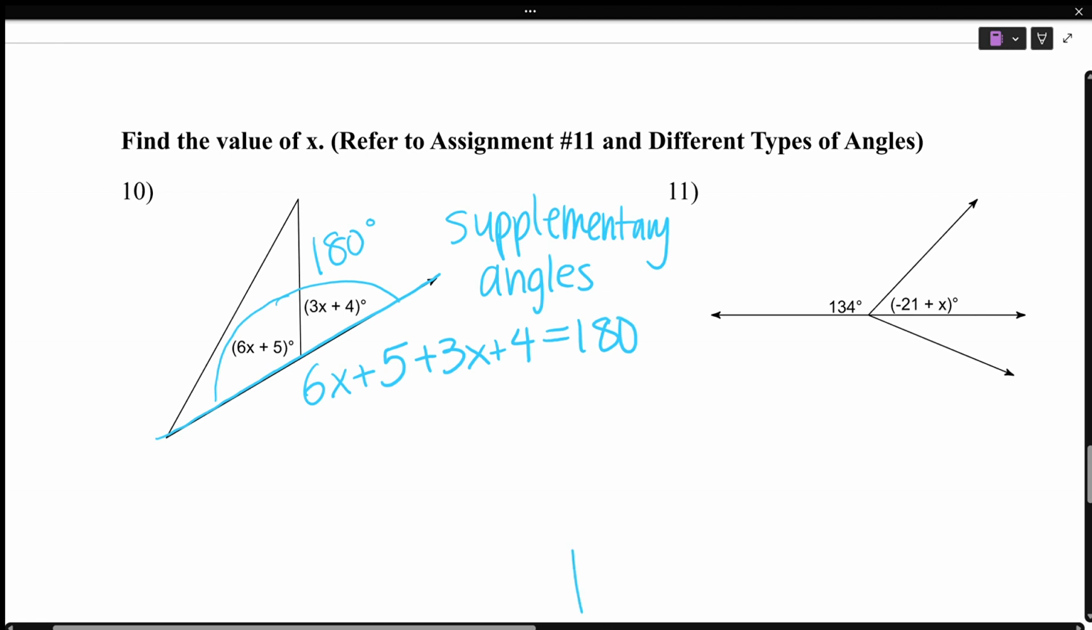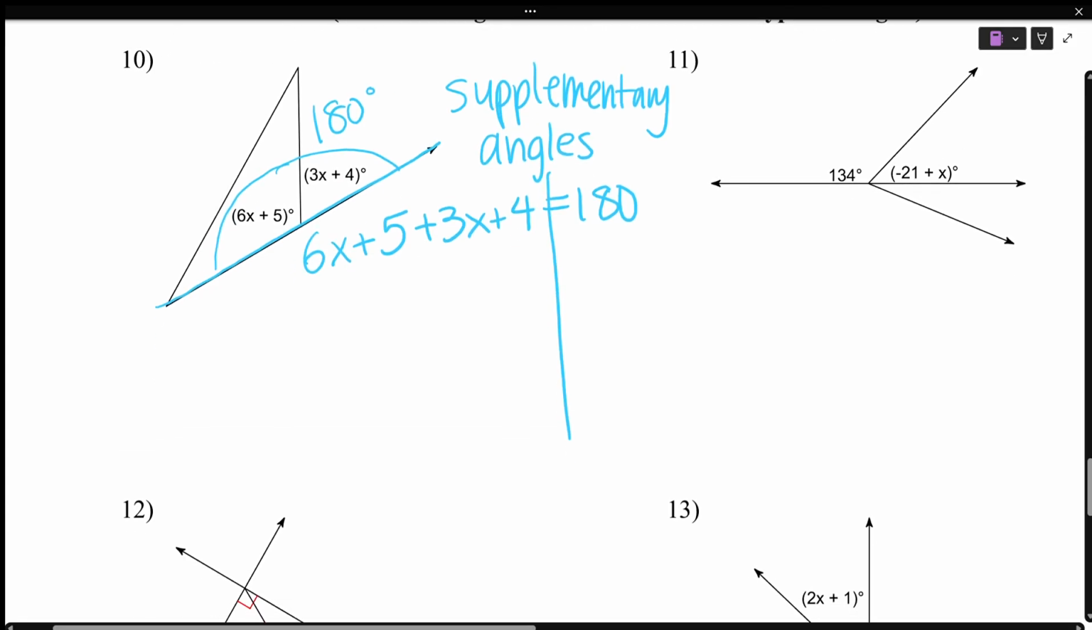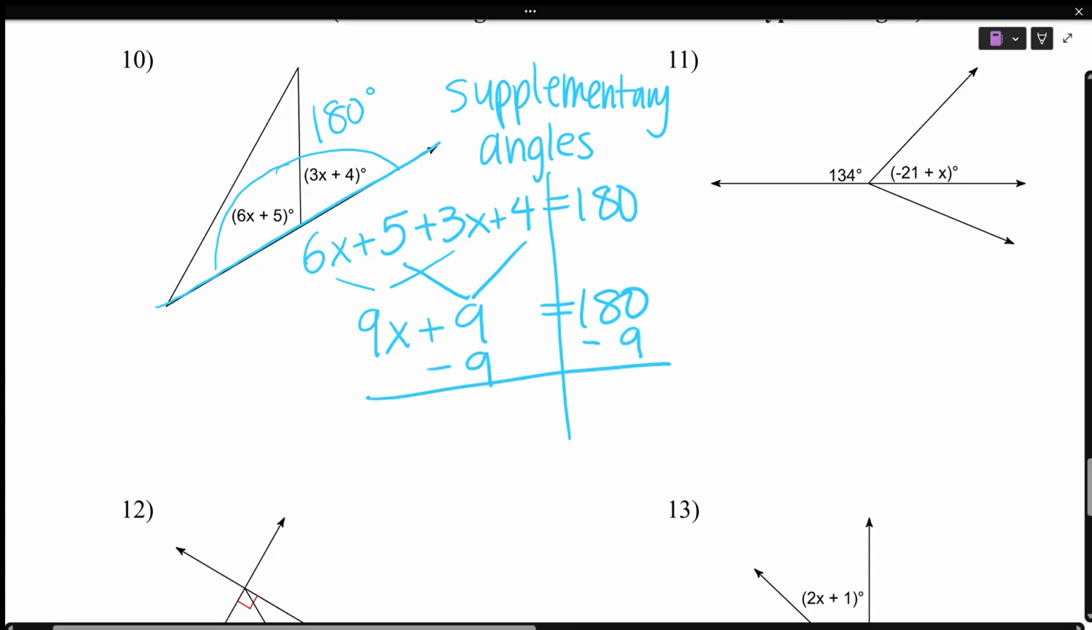Right? Let's follow the same steps we've been doing. Combine like terms and solve for x. We got two x's on the same side this time. 6x, 3x. So when we add them, that's 9x. 5 plus 4, that's 9. Okay. Do the same thing. Subtract 9 on both sides. 9x, these cancel out. Equals 171. X is equal to 19.